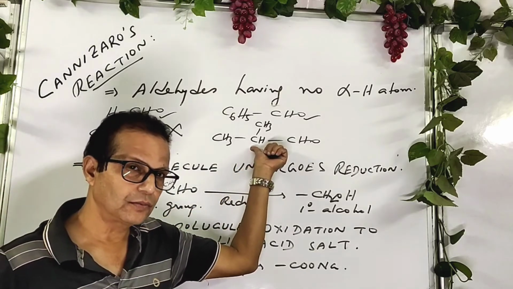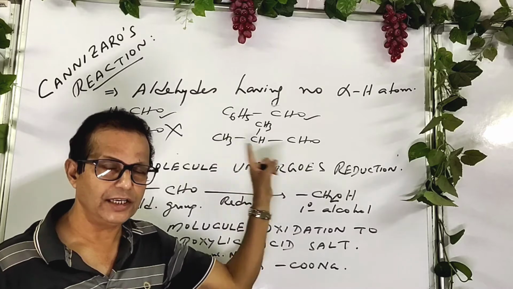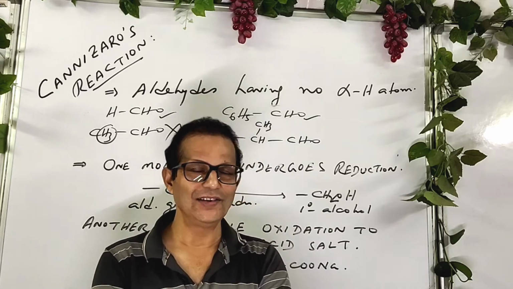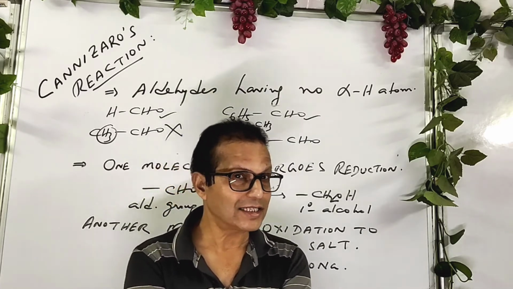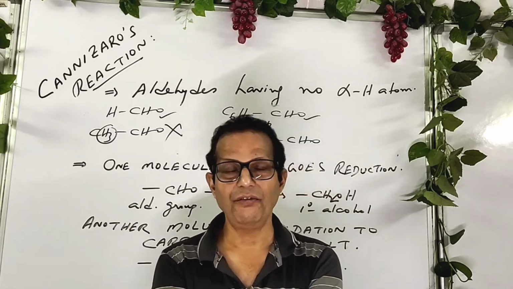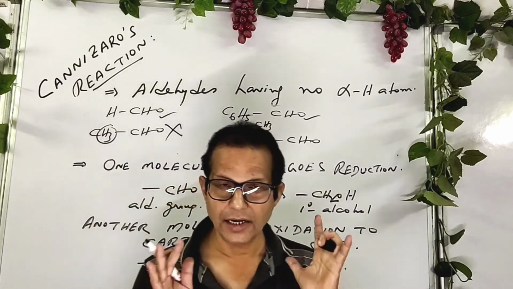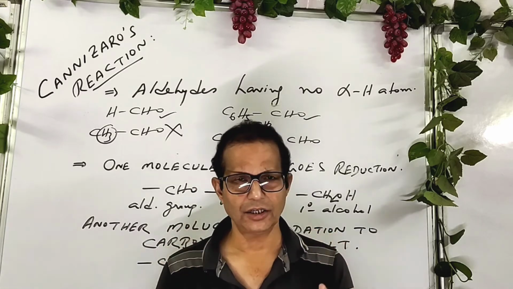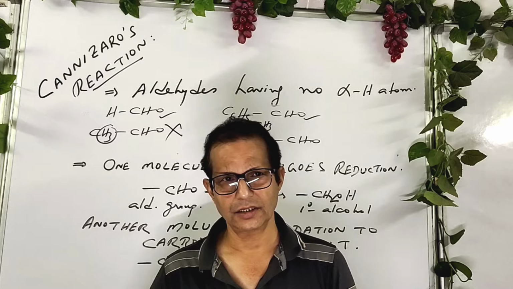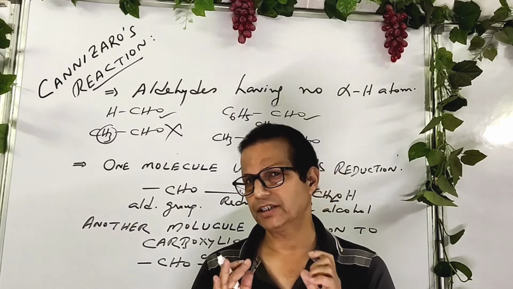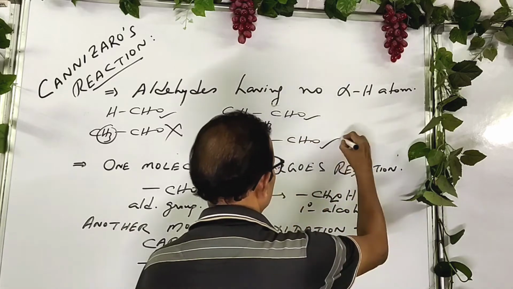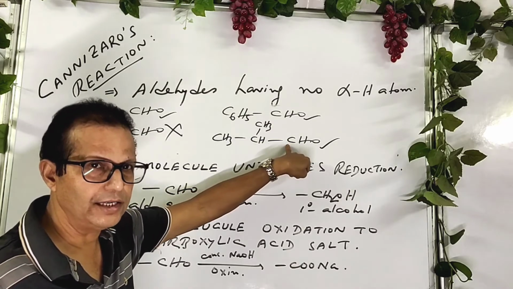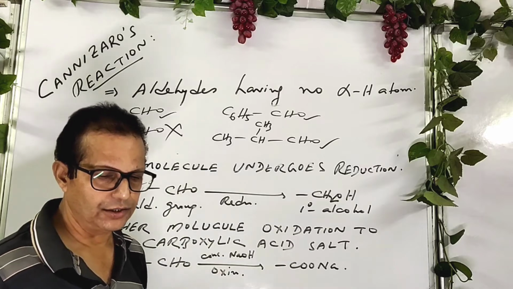This compound, tell me whether this compound undergoes Cannizzaro reaction or not. No. This compound is exceptional. Though it has alpha hydrogen atom, still it undergoes Cannizzaro reaction. The explanation I will discuss after some time. So let's start Cannizzaro reaction, okay? So formaldehyde, benzaldehyde, this compound, they all undergo Cannizzaro reaction. This is acetaldehyde, does not.